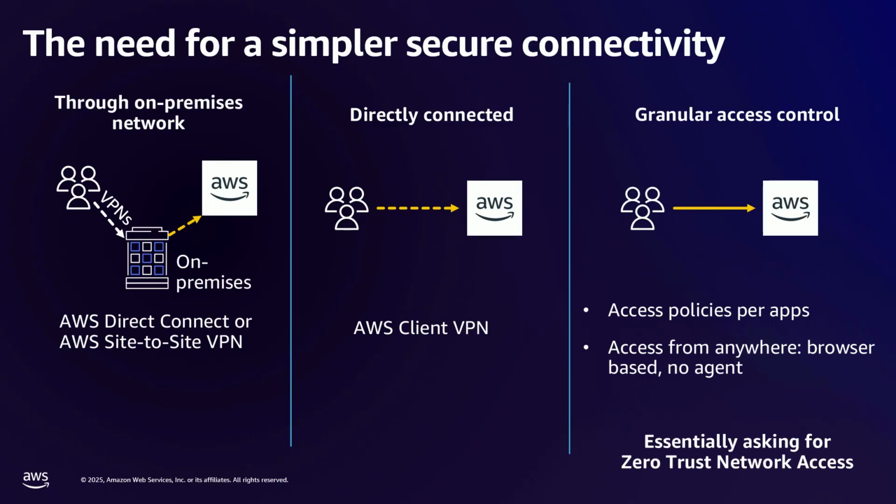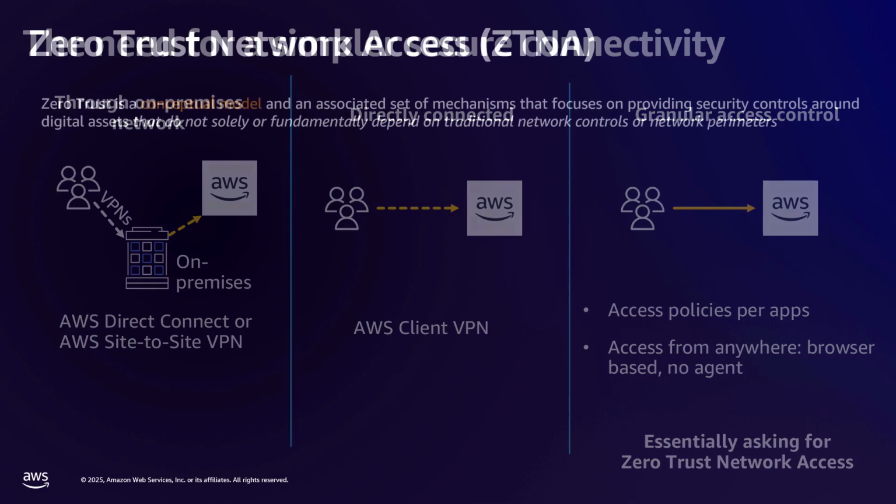But what about granular access control? What about policies per app? An individual application as an individual flow that can be treated as zero trust with Verified Access. What about access from anywhere? Browser-based or agent-based? Effectively, we're saying zero trust, right? Not just a trusted VPN-like system, but a zero trust-based architecture.